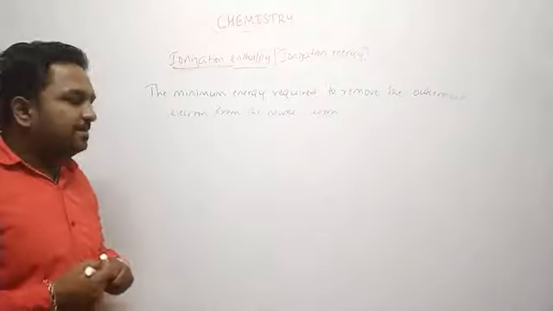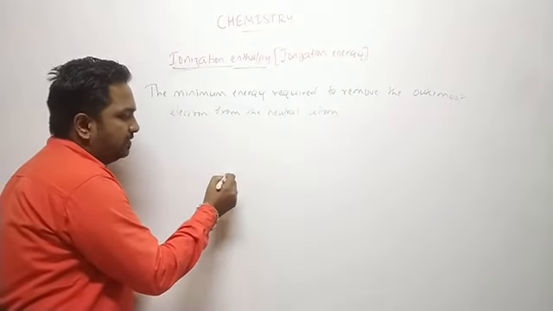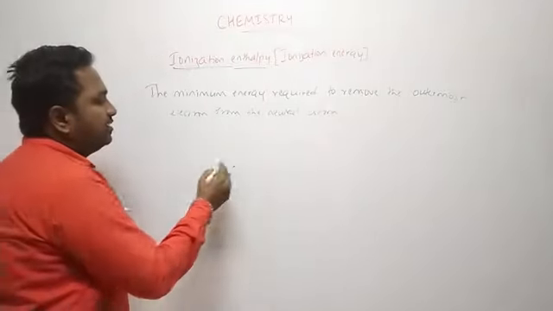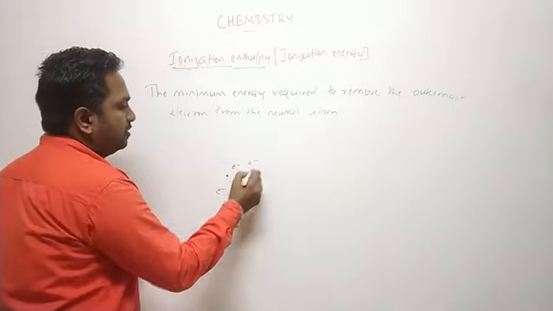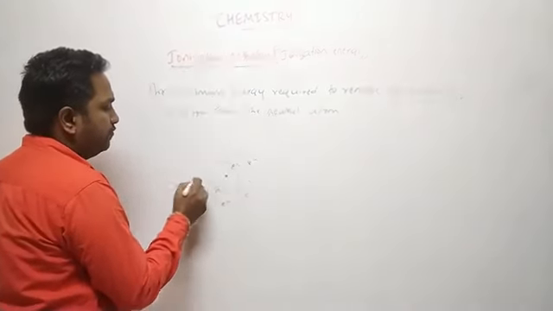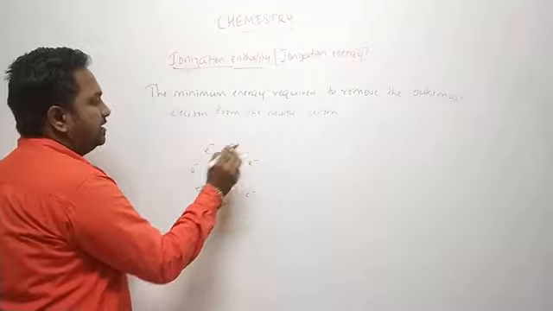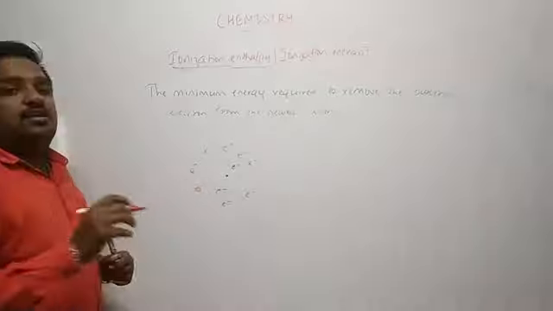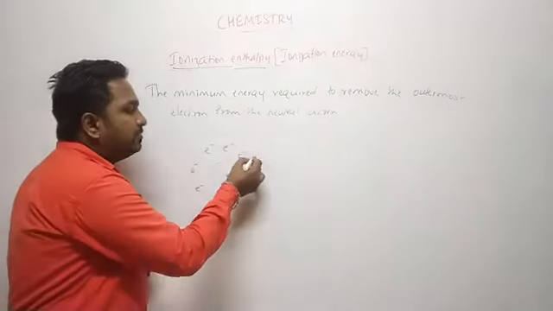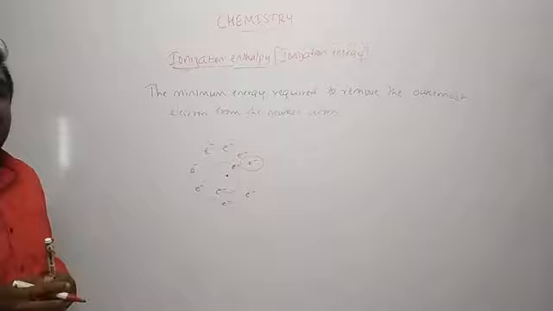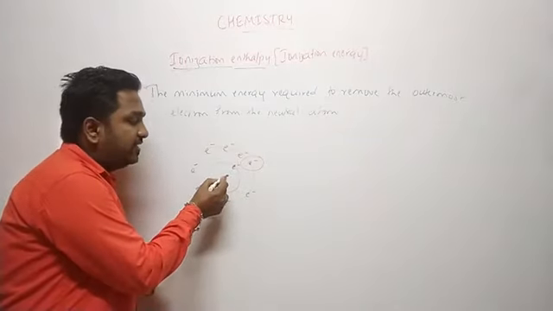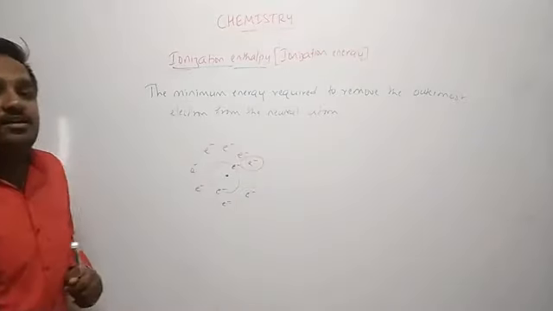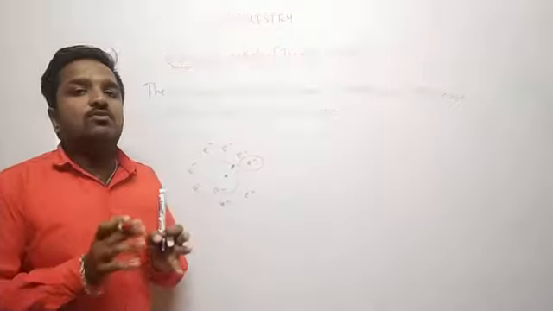For example, this is the basic structure of an atom. We have the nucleus and the shells, and we will be having the electrons over here, electrons 1, 2, 3, 4, 5, 6, 7 and 8. This is the outermost shell, or we call it the valence shell. If we have to remove this outermost electron, we know that there is some force of attraction between the positively charged nucleus and the negatively charged electron, which we call the effective nuclear charge.